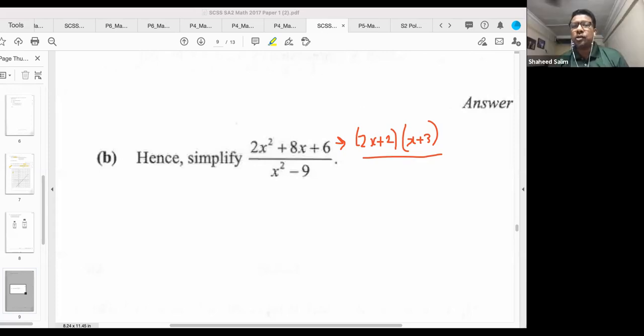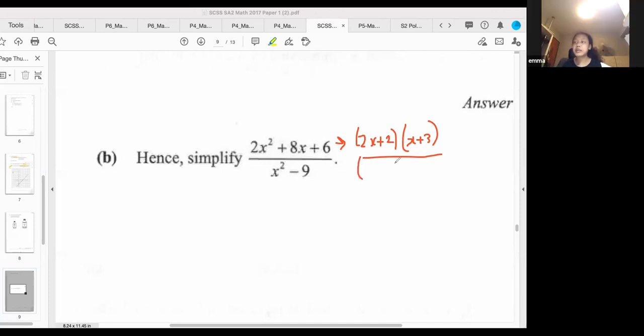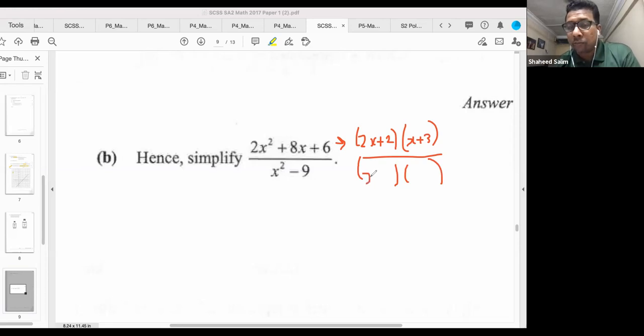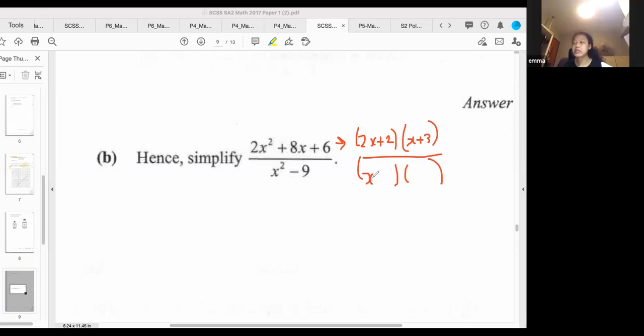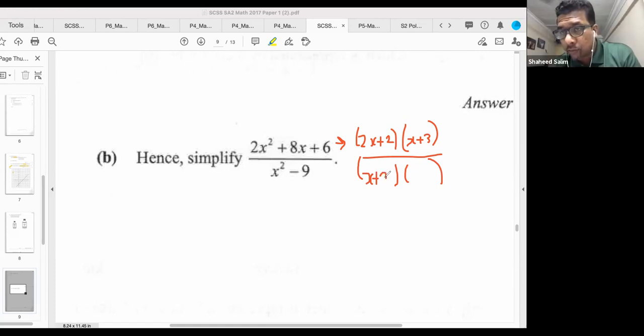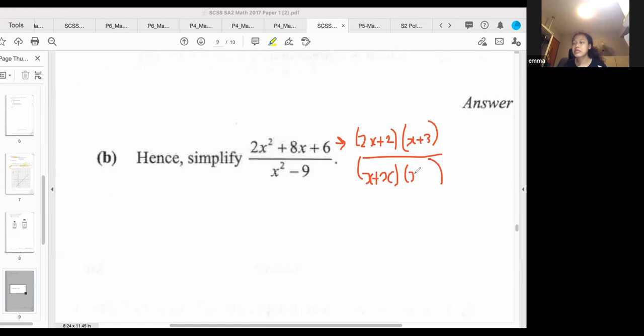What's your factorization at the bottom? Once you get it, you tell me. X plus 9, x minus 9. X plus x. Then x minus 9. No, it's together.